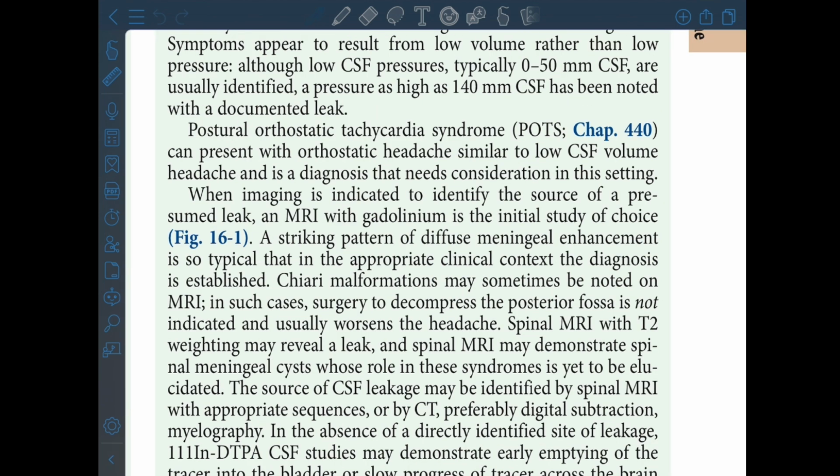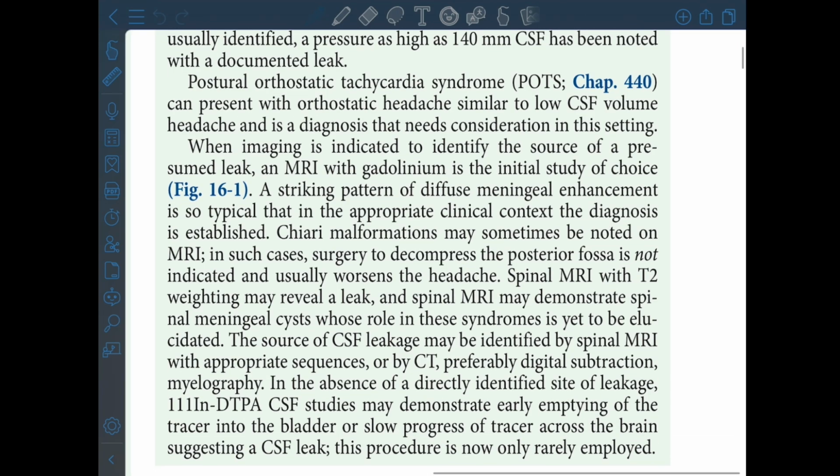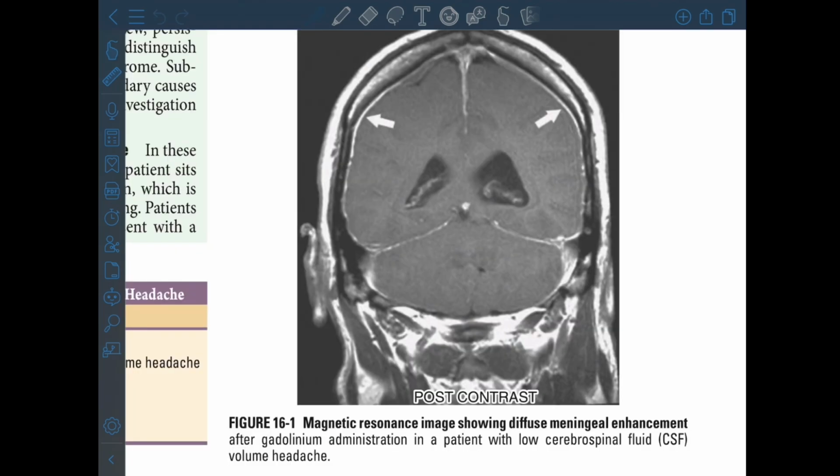Postural orthostatic tachycardia syndrome (POTS) can present with orthostatic headache similar to low CSF volume headache and is a diagnosis that needs consideration in this setting. When imaging is indicated to identify the source of a presumed leak, an MRI with gadolinium is the initial study of choice. A striking pattern of diffuse meningeal enhancement is so typical that in the appropriate clinical context, the diagnosis is established.